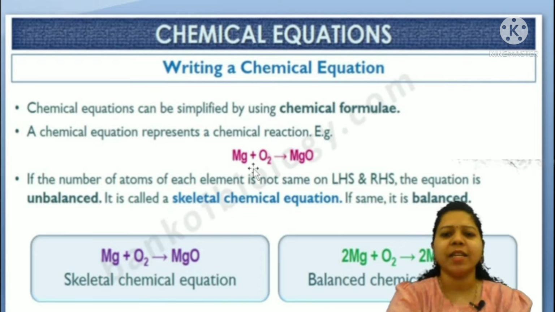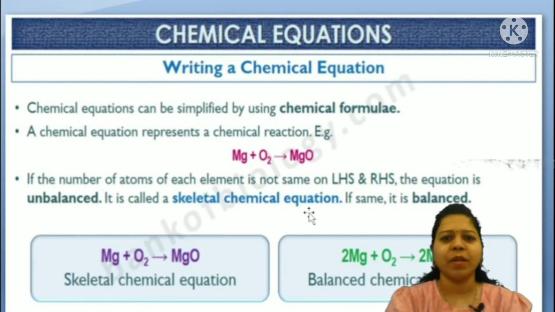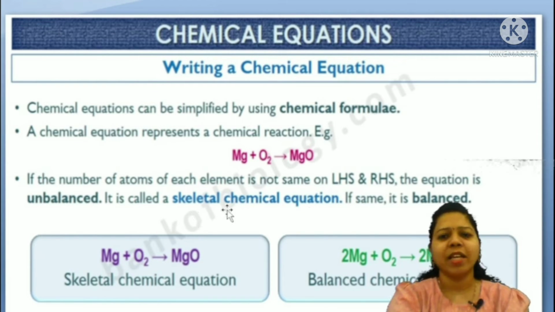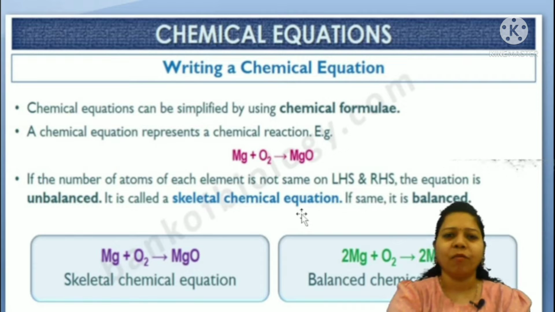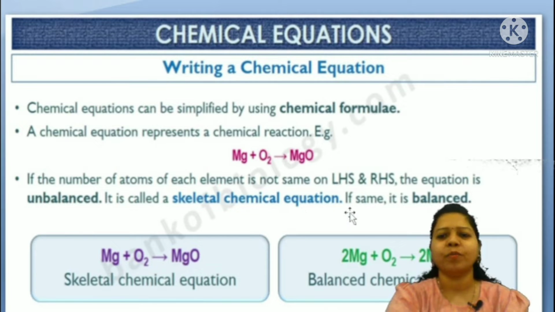For example, in this reaction, magnesium is the same, but the number of oxygen atoms is not the same on both sides. That's why we are saying this is a skeletal chemical equation. When the number of atoms on both sides is not similar, it is a skeletal chemical equation. But when the number of all the atoms on both sides is the same, that is an example of a balanced chemical equation.